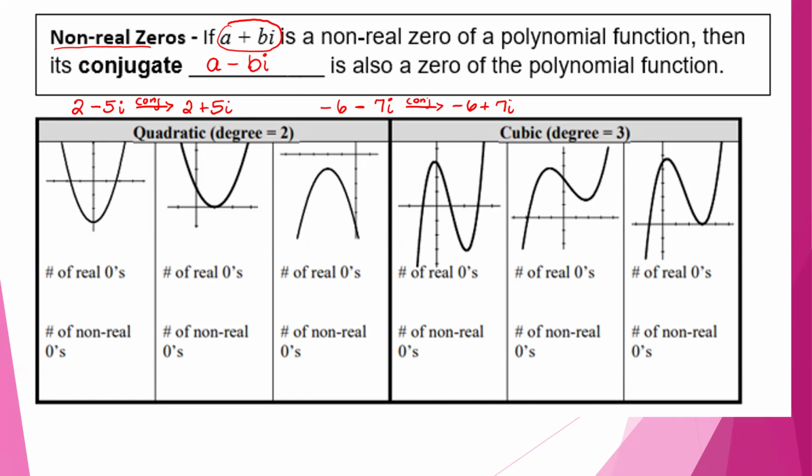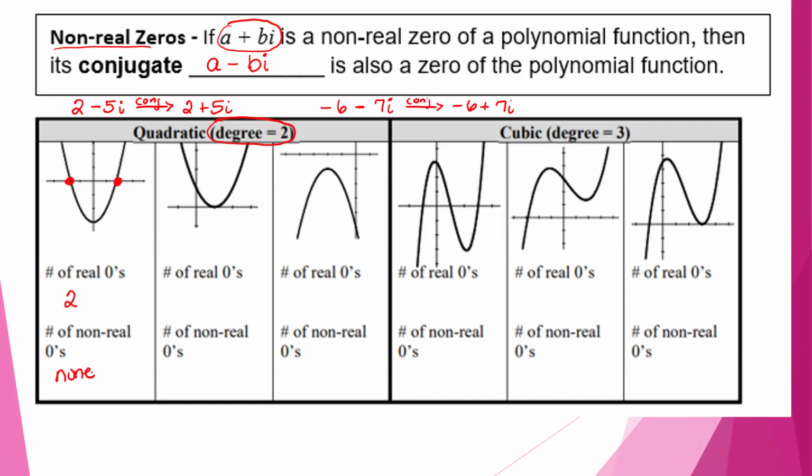Okay, so this one's degree 2. It's a quadratic, right? So that means I have what? 2 zeros, 2 x-intercepts, 2 roots. So these are the only 3 things that can happen. What do we have here? There's 1 here and 1 here. So how many real zeros do we have? 2. And we have what? No imaginary. Okay.